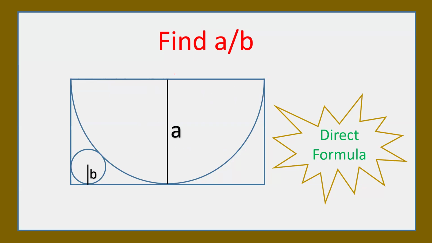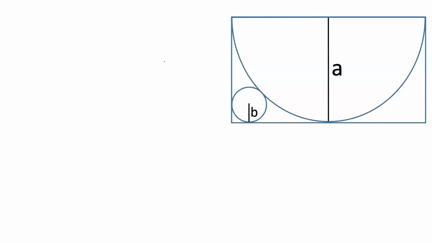Now let me give you the direct formula first and then I'll explain the derivation of that. The direct formula to find out the ratio of radii is A by B equals 1 plus sine theta by 2 upon 1 minus sine theta by 2. Now, before I explain the derivation of this particular thing or the application of this formula, let me explain the question by traditional approach.